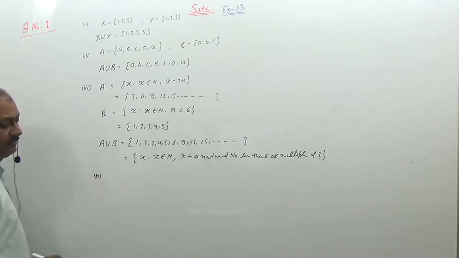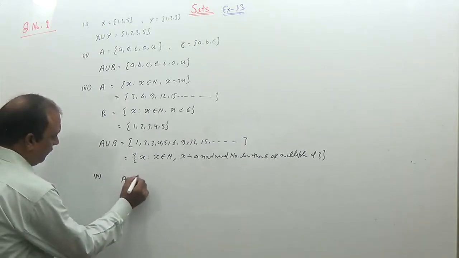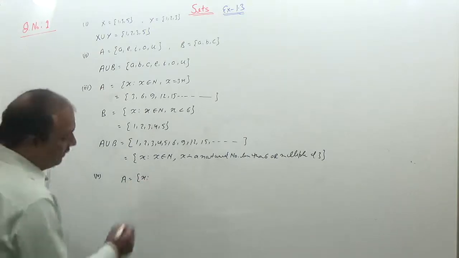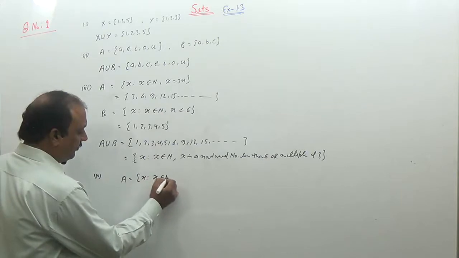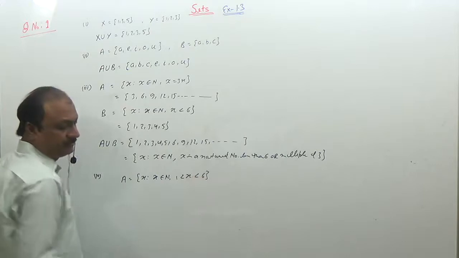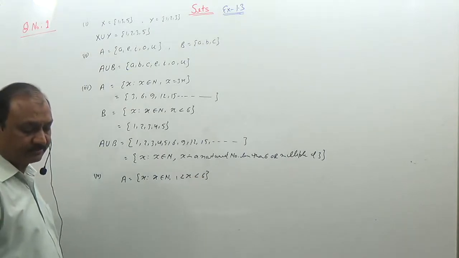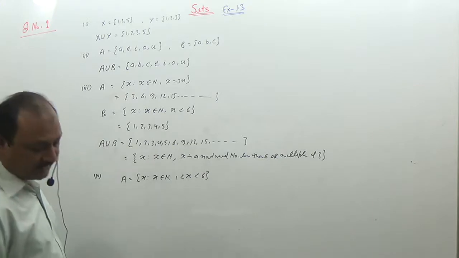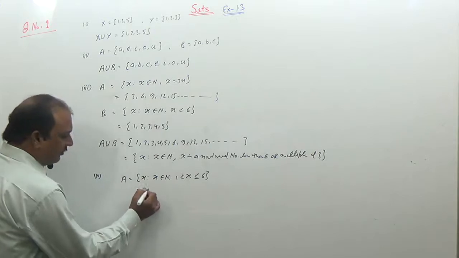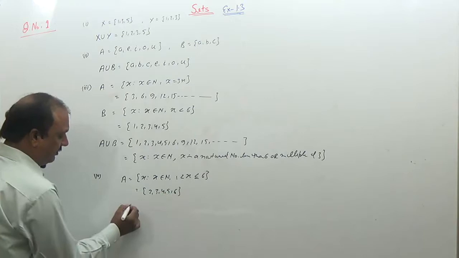Next is the fourth case. A is the set of elements X such that X is a natural number where X is less than or equal to 6 and greater than or equal to 1... so we can write down its roster form, that is 2, 3, 4, 5 and 6.